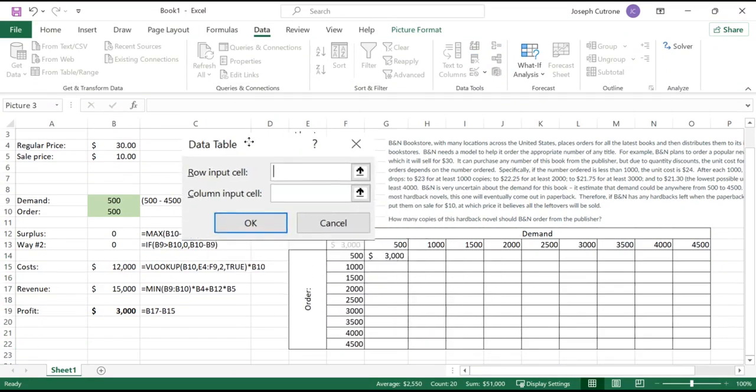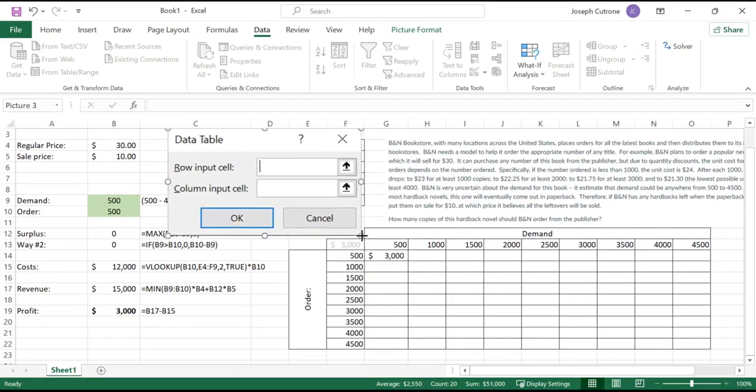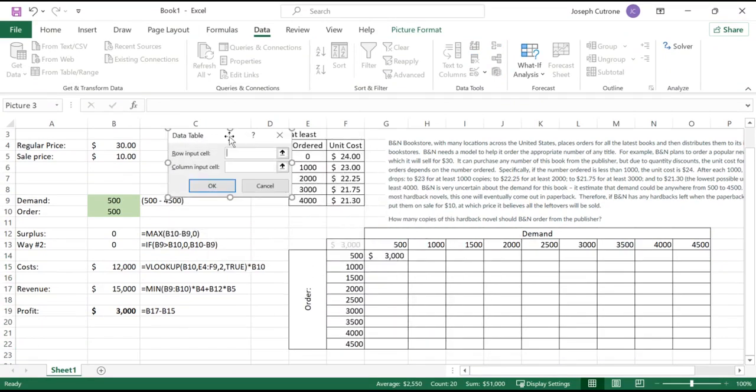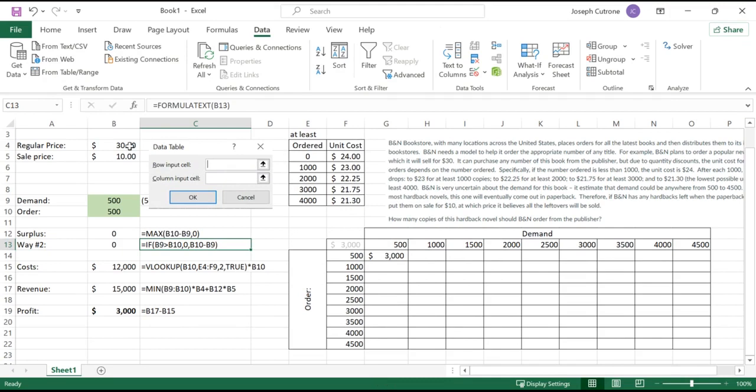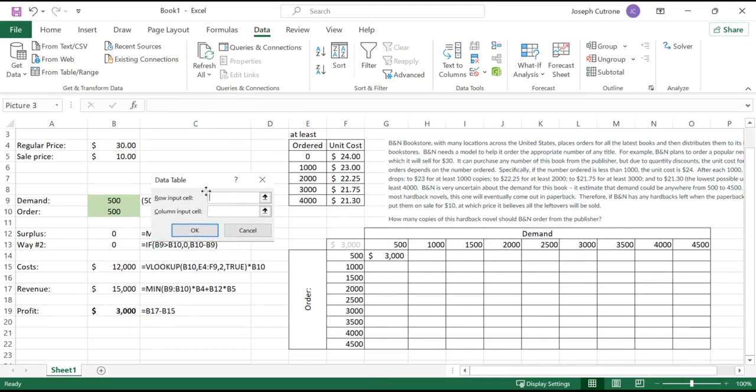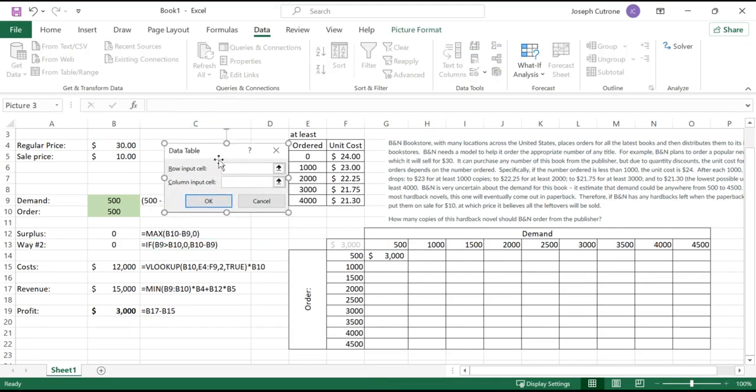Now, I realize that the data table's little dialog box didn't show in the last recording, so I'm just going to paste a little image of it over here on the side. But this is what you should be looking at, asking you for two things. It's asking for your row input cell. Now, this is an image. This isn't actually the box, so just bear with me here.